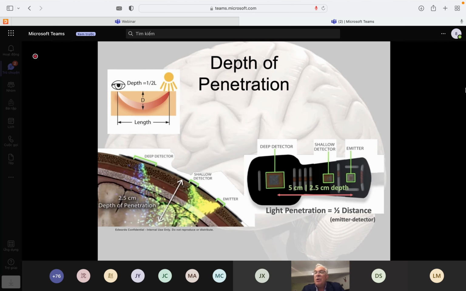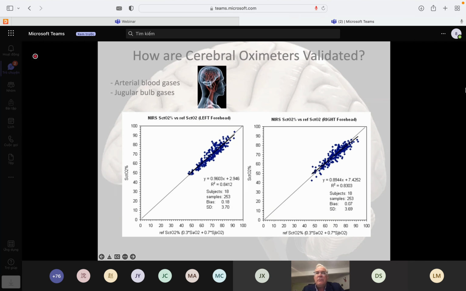So you can use these adult sensors and the distance is relatively constant no matter what the height or the weight difference is between adult individuals. The distance that the photons travel here, the depth distance, is half the distance between the emitter and the detector.